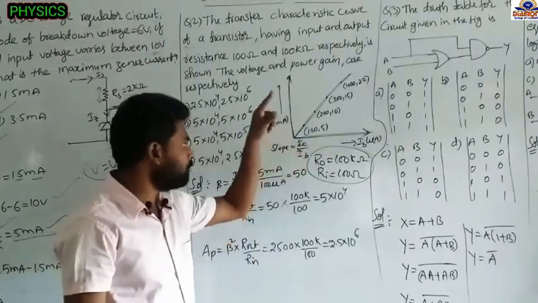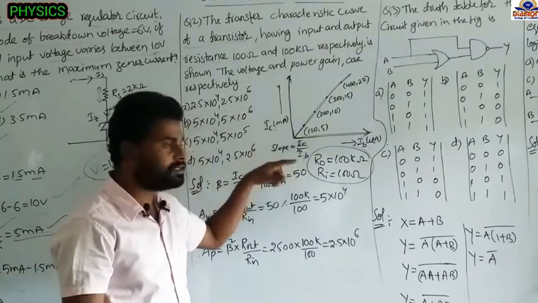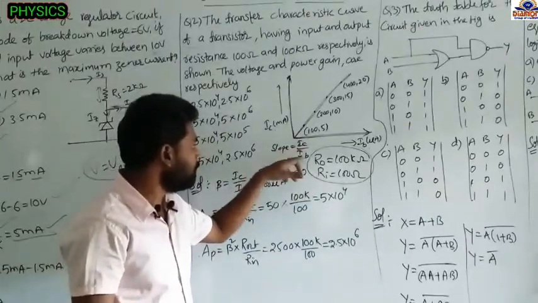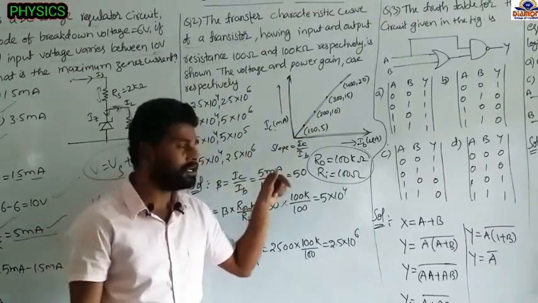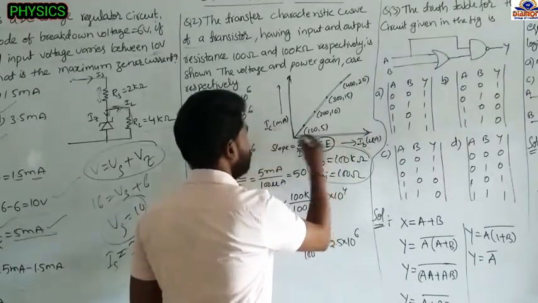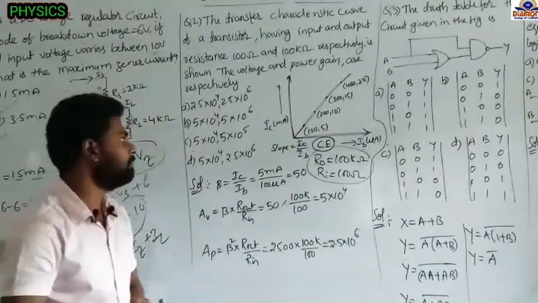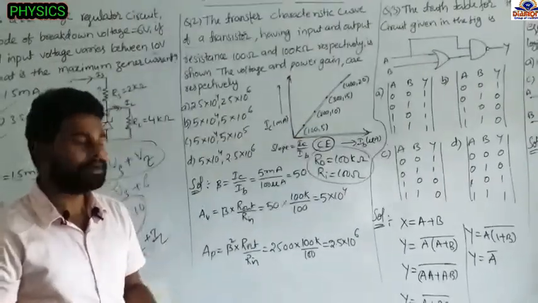Here IC is the output current and IB is the input current. Then output current by input current, for the common emitter configuration. This is showing the common emitter configuration. That means the slope of this graph will give the current gain of the common emitter configuration.